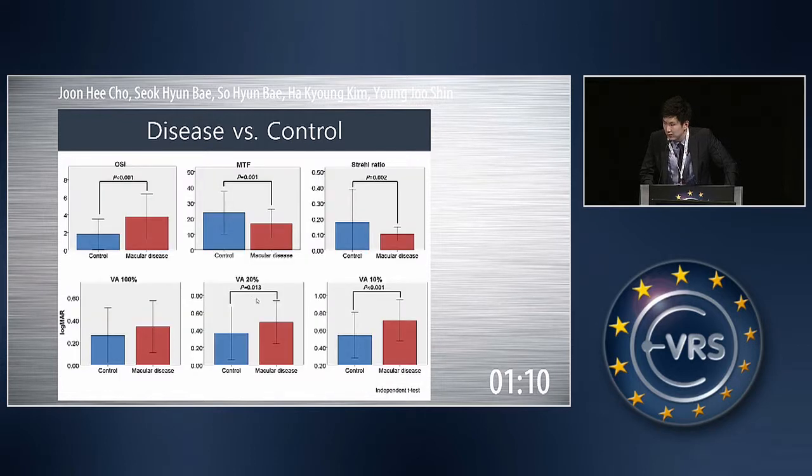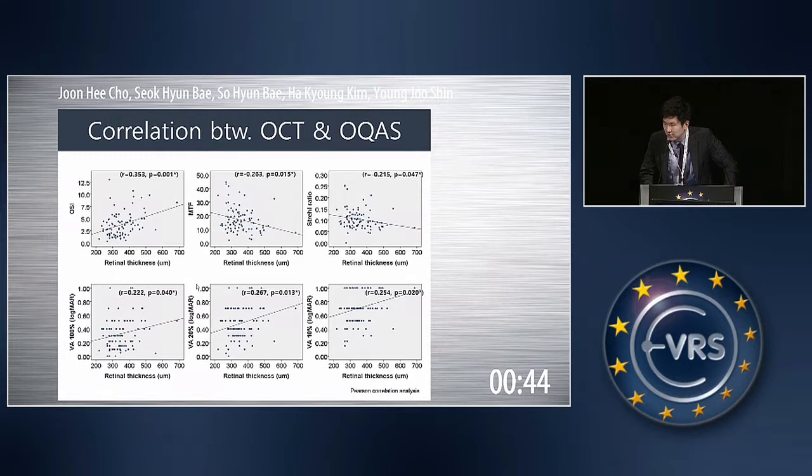This is the result of the comparison of 6 parameters between disease and control. OSI shows a higher value in macular disease. MTF stress ratio shows lower, which all means optical quality is worse in macular disease. Visual acuity at 20% and 10% contrast is worse in macular disease. Correlation graphs show optical quality got worse when central retinal thickness went thicker.